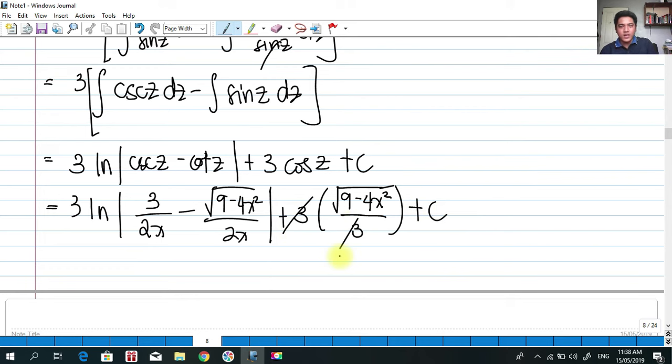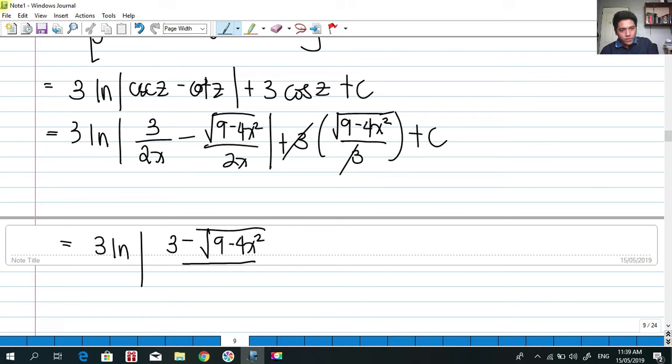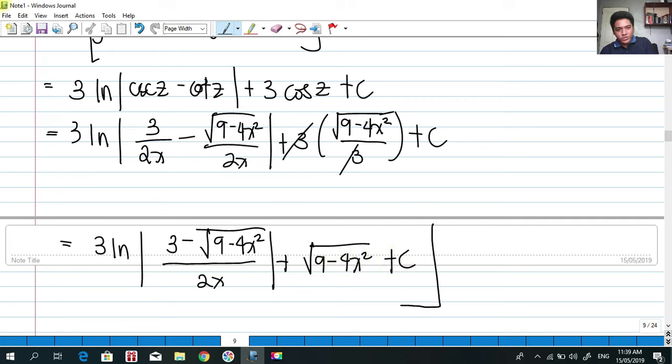Simplifying, 3's will cancel. Okay, so we have now the final answer as 3 ln absolute value of 3 minus the square root of 9 minus 4x squared over 2x, plus the square root of 9 minus 4x squared, plus c. And that should be our final answer.